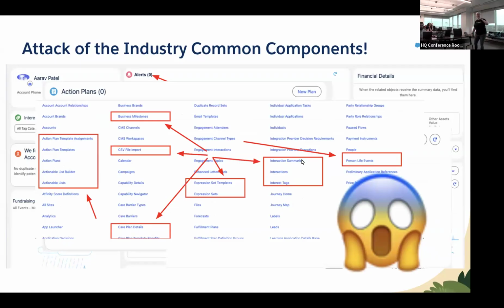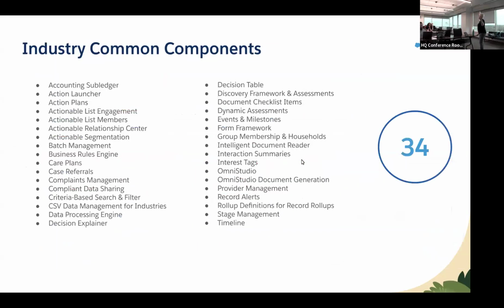So what are these? Go ahead and go to the next slide. There are 34 of these in Nonprofit Cloud. It's actually technically 38 because the feature sets in Nonprofit Cloud, program and case, fundraising and that, those are actually all considered industry common components now. So you have to decide which one of these you're going to use. There's a whole lot on the menu in Nonprofit Cloud. It's a lot more complex than NPSP. Just because they exist, you don't have to use them all.